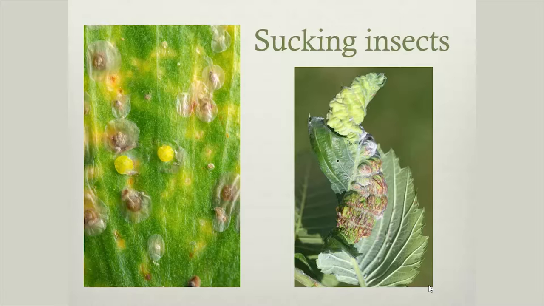Sucking insects, including true bugs, have very different mouth parts. Their mandibles have been made into like a straw, and they actually pierce the plant material and suck out plant juices. So it's a different kind of damage as well.